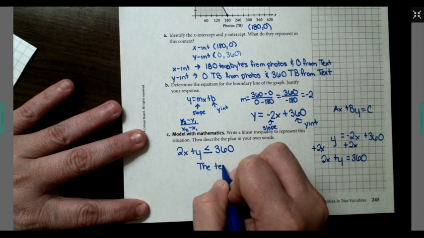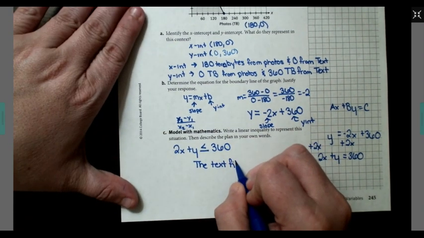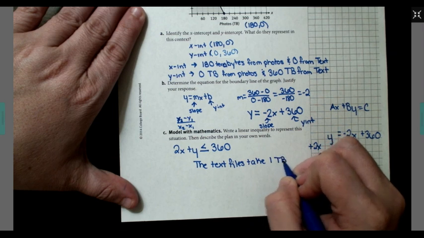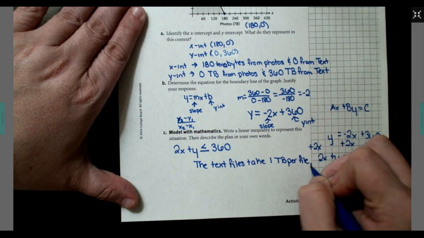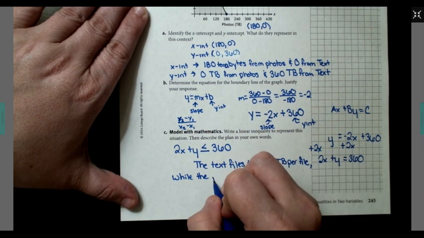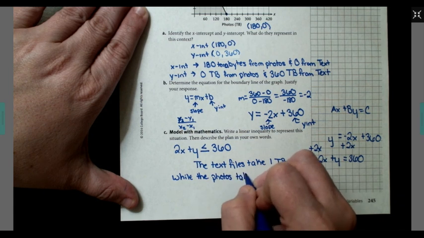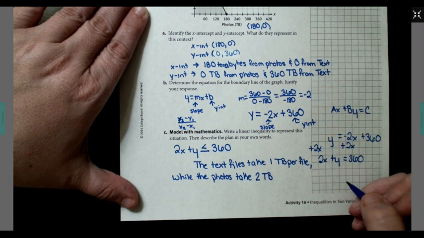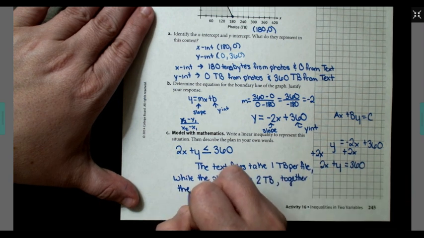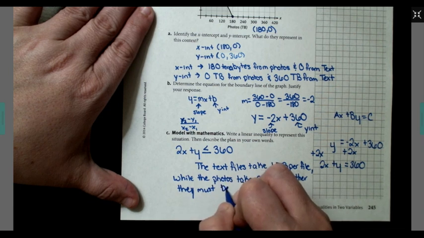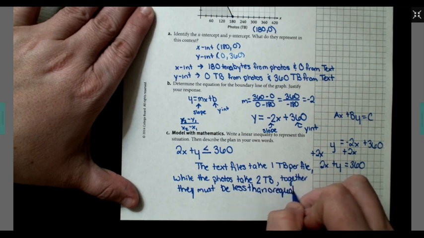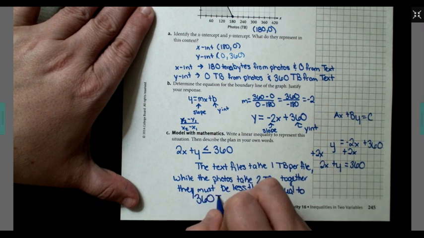The text files take 1 terabyte per file, while the photos take 2 terabytes, and together they must be less than or equal to 360 terabytes.